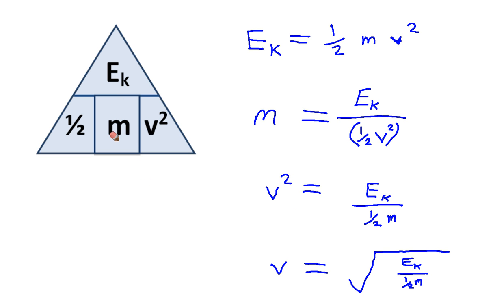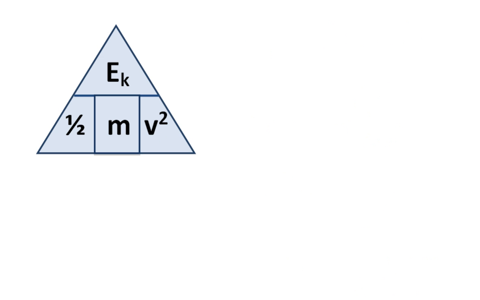Kinetic energy is just half times m times v squared, and our v squared is equal to EK over half times m, and then we've got to square root that answer to get v rather than v squared. Okay, alright, let's have a look. I think I've got a couple of little problems here.